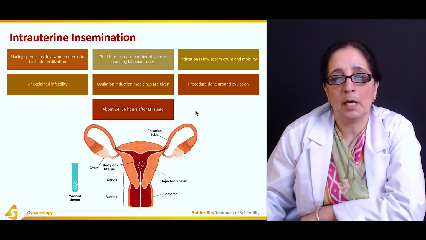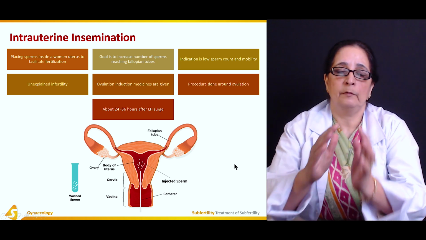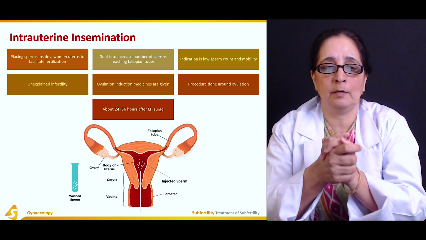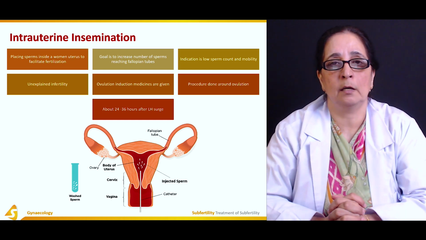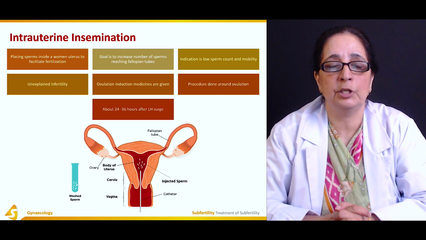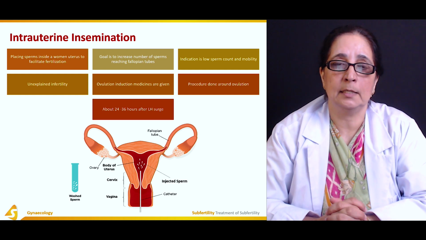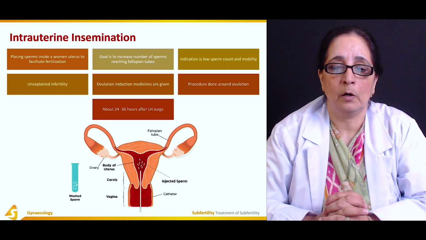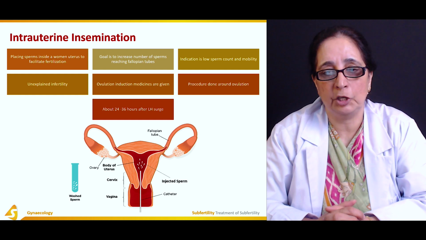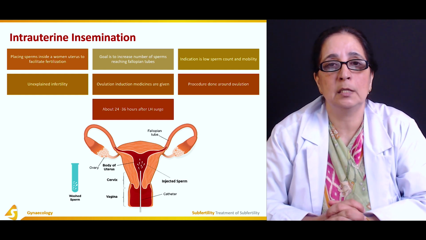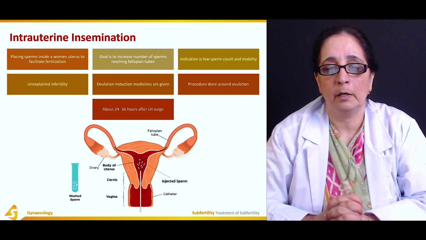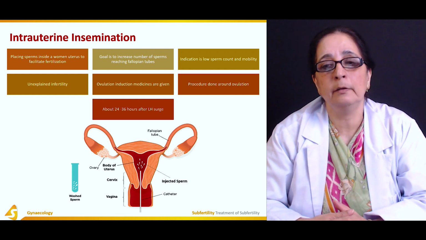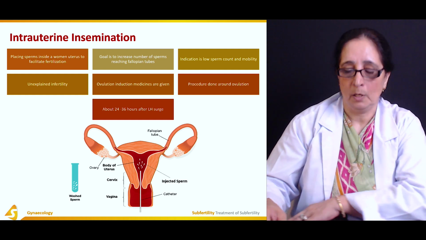So, at the time of ovulation, when induction is done, ovulation takes place 24 to 36 hours after the luteinizing hormone surge, when the level of LH is very high. So that's the time when IUI or intrauterine insemination is done by putting the sperm into the uterine cavity to increase the chances of fertilization of the ovum.